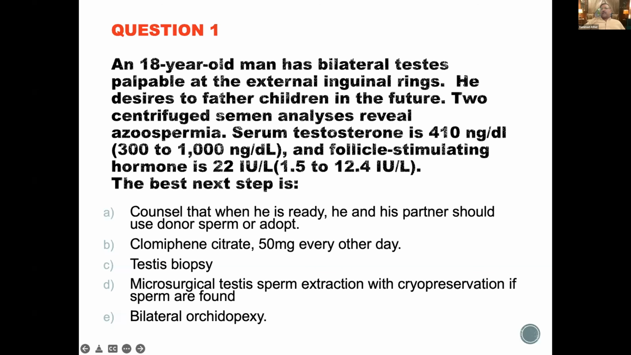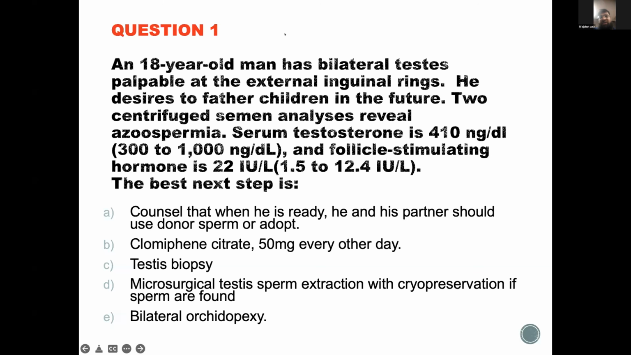Only 50% have voted so far. Please do vote. Okay, let's end the poll now and look at the results. So, Bajad, the majority have voted in favor of microsurgical testicular sperm extraction with cryopreservation, and some of them have voted for bilateral orchidopexy as well. Any comments?